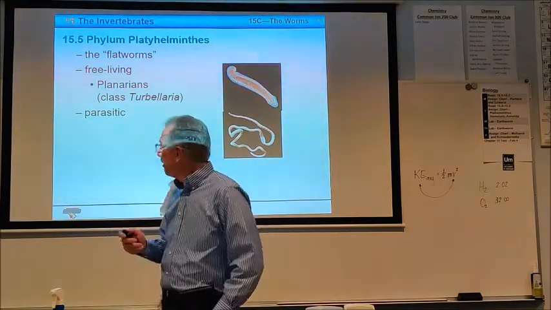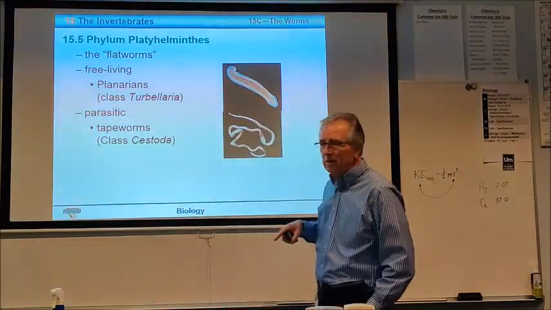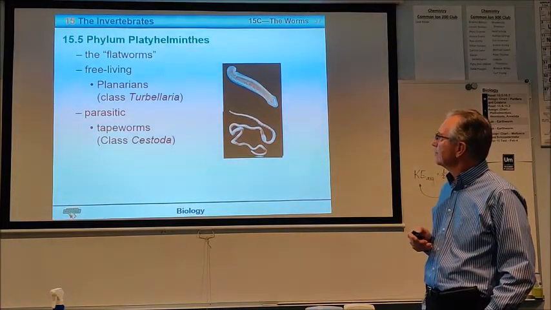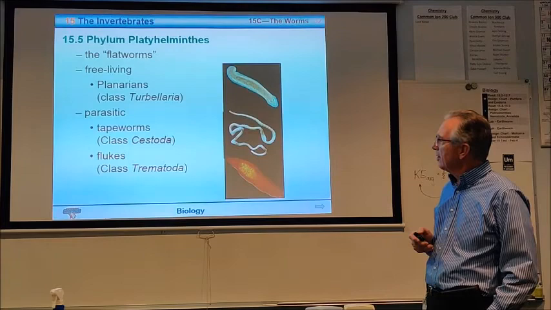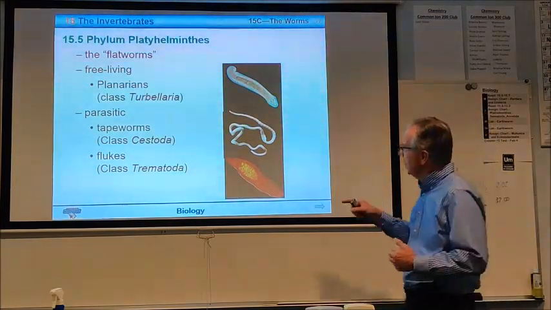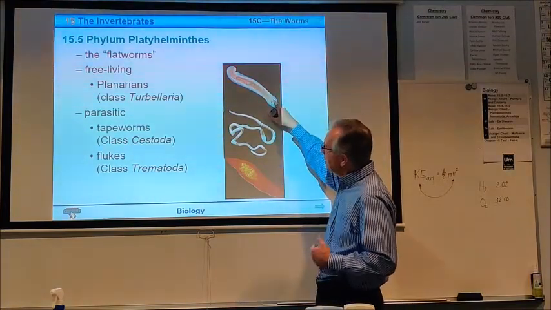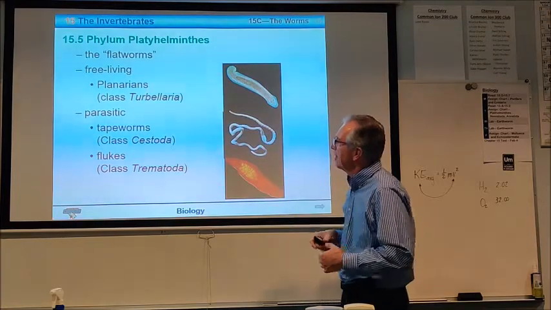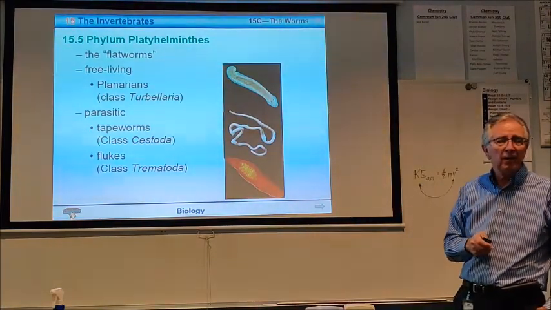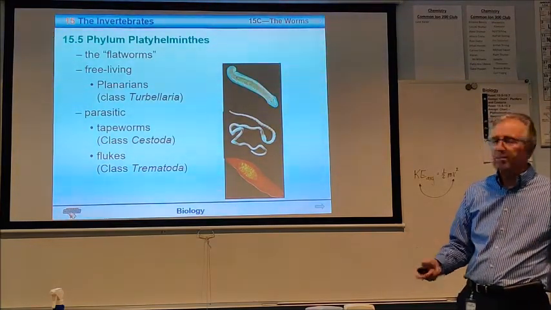Okay, now, tapeworms are that. They're in a class we call Cestoda. And then there are the flukes. There's liver flukes. There's different kinds of flukes. They are probably more similar to the planaria than they are to the tapeworms. But they are parasitic. They live inside of another animal, deriving their nourishment from that animal.